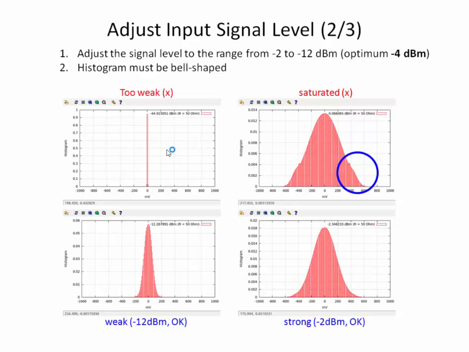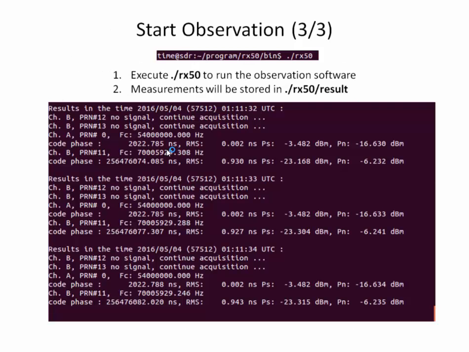So this signal is too weak, and it is a saturated situation. We need to keep the signal like the bell shape, like this or this. And finally, just start the operations, and the measurement will be stored in the probe.